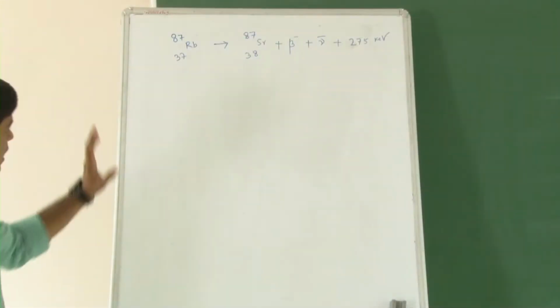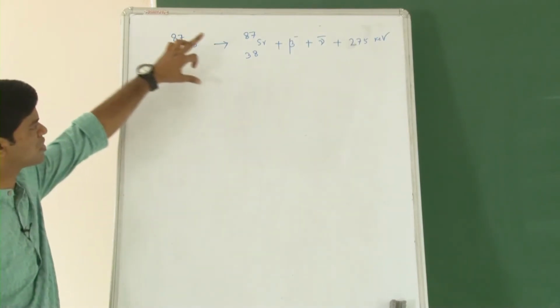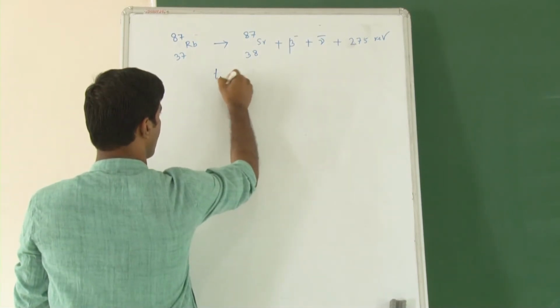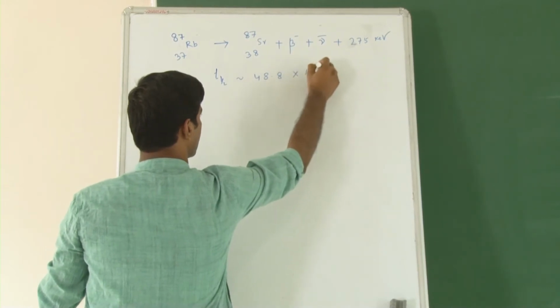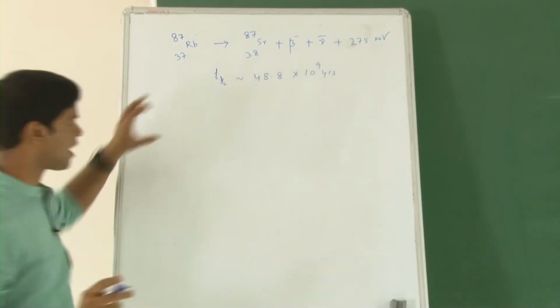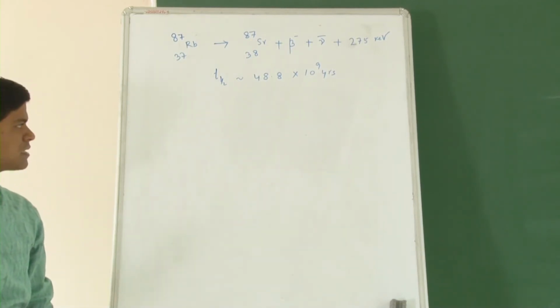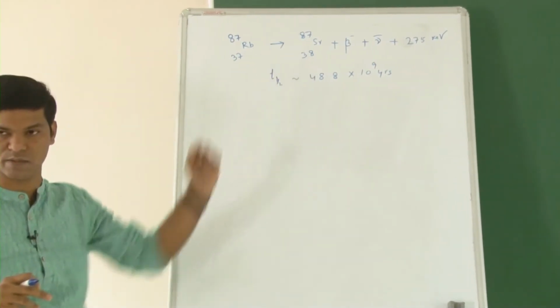Okay. Let us now focus on the radioactive decay scheme of 87 rubidium, which decays to 87 strontium with a half life of 48.8 times 10 to the power 9 years. Because the half life is so large, you have to make precise measurements so as to see the radiogenic growth that is occurring in 87 strontium.